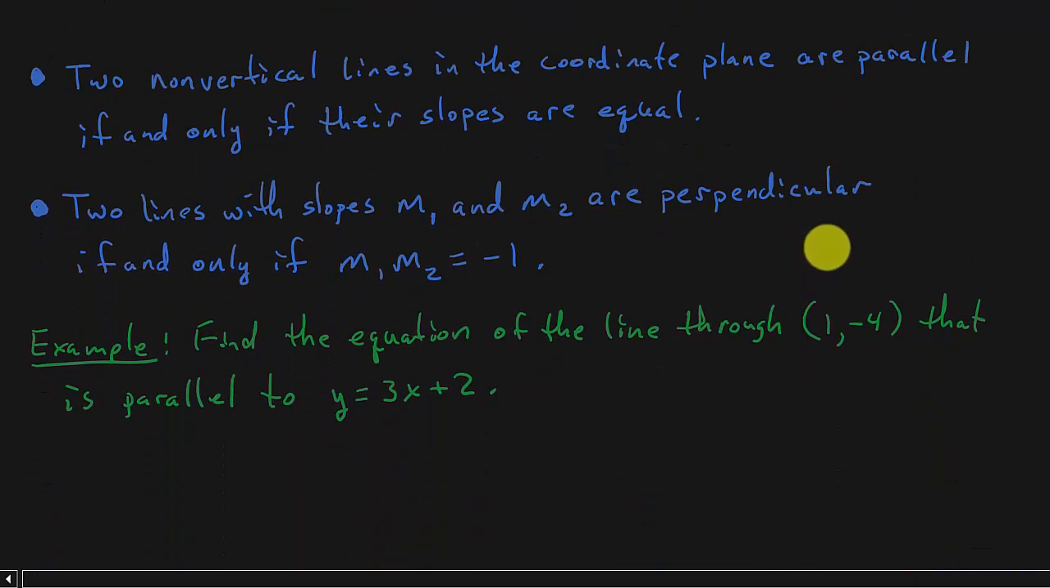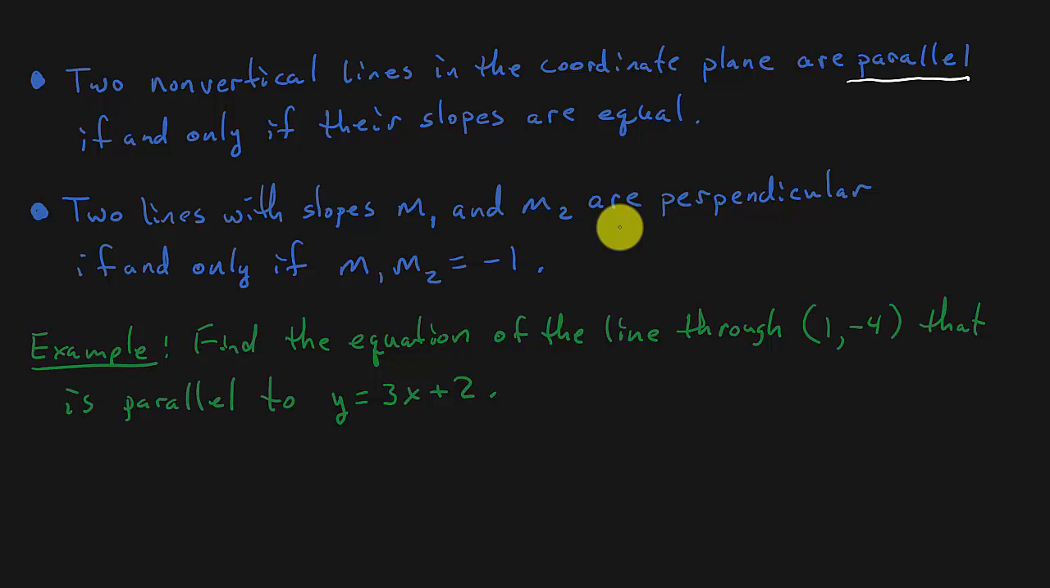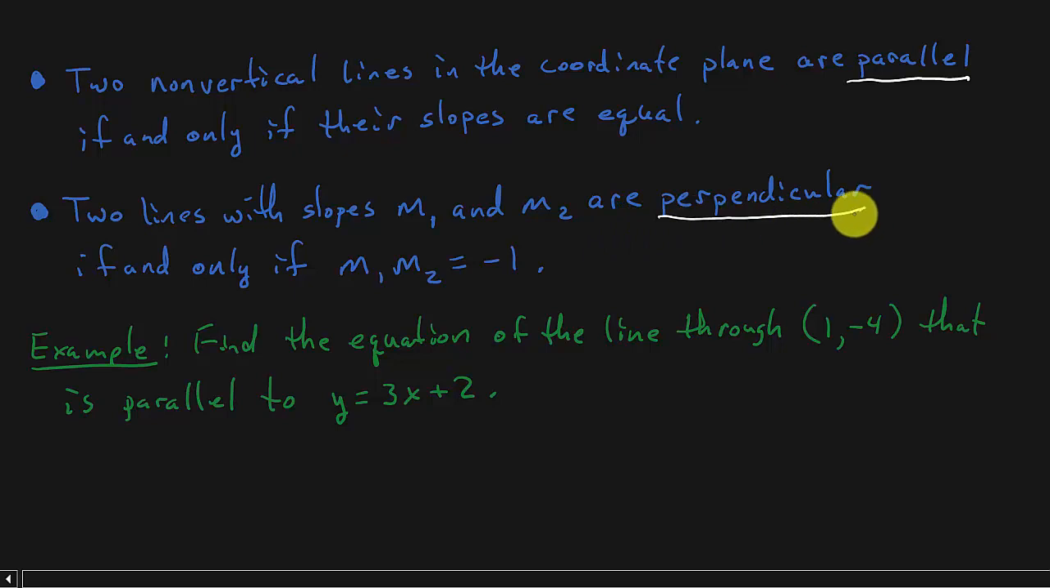All right. Let's look at this. Now we're getting to parallel and perpendicular lines. Two non-vertical lines in the coordinate plane are parallel if and only if their slopes are equal. That makes sense. We'll talk about that in just a minute. And two lines with slopes m1 and m2 are perpendicular if and only if m1 times m2 equals -1. Now that one doesn't make as much sense as the first one, does it?